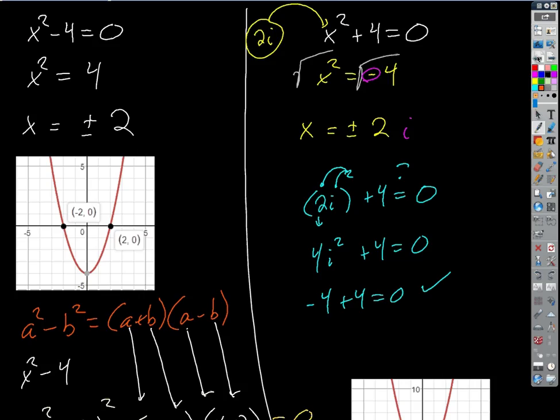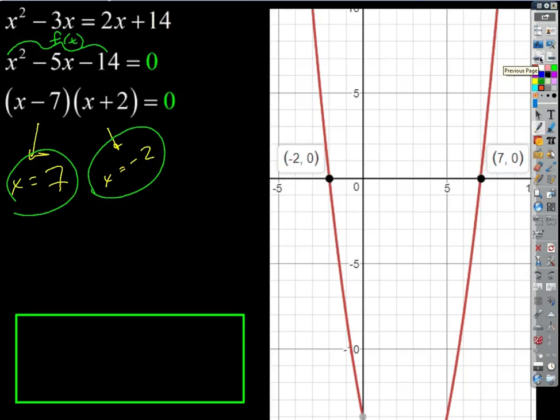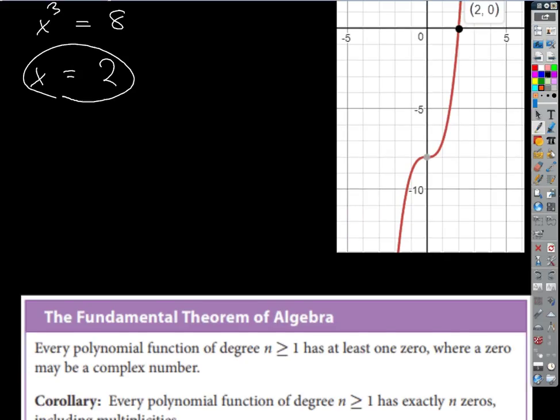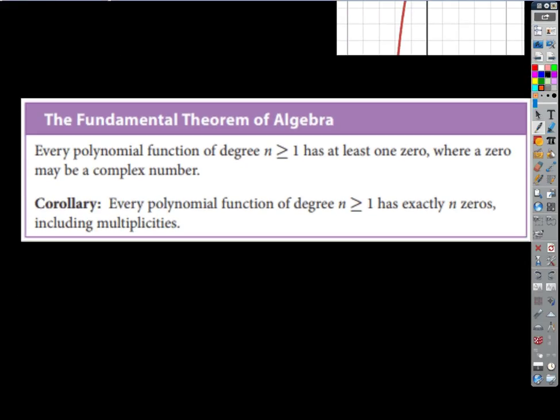How about even that one? I got the answers plus or minus 2i, but isn't that the same thing as 0 plus or minus 2i? a plus or minus bi, every time. Same thing, those were real. See what I'm saying? So this tells us something pretty important. In this fundamental theorem we're talking about, if I have a 5th degree polynomial, how many complex zeros does it have? Exactly 5. Guaranteed it has 5.